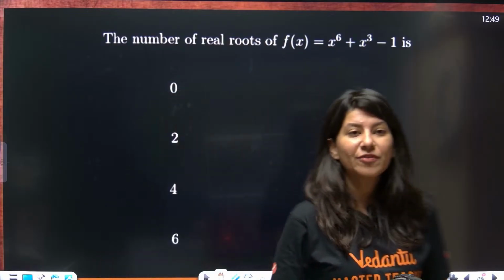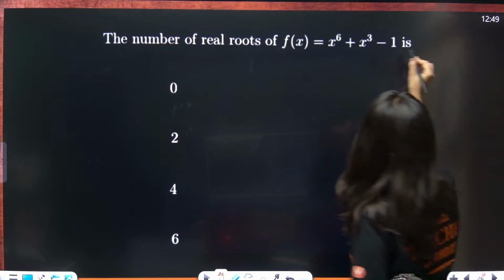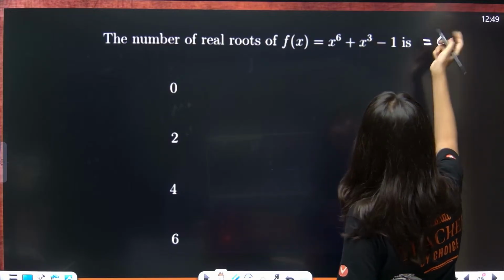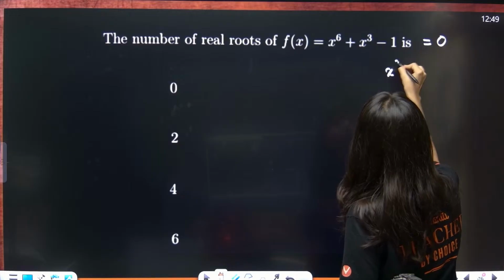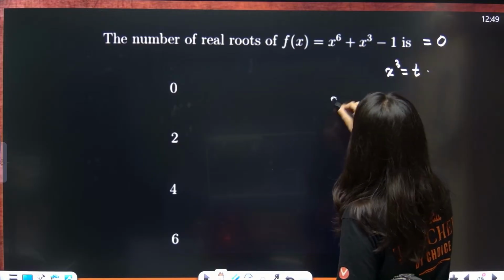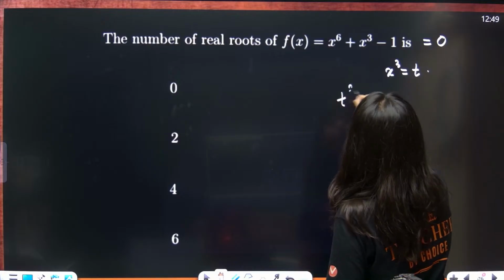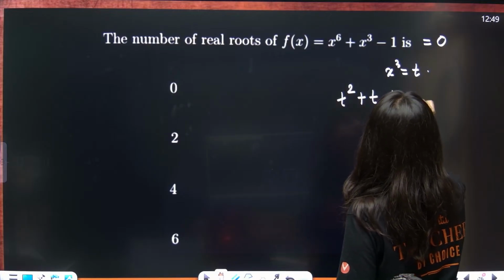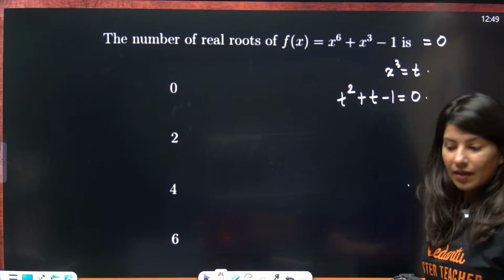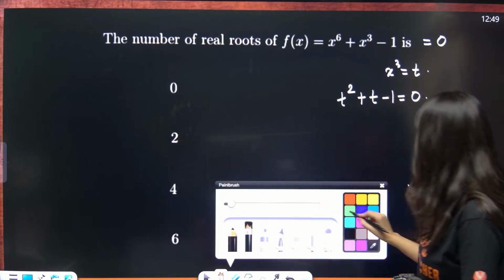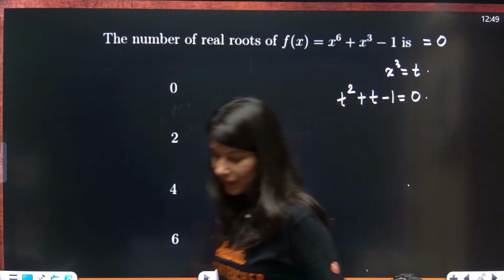NEST question. Number of real roots. So clearly, real roots means you have to equate this equation to 0. So put x cube is equals to t. Now just calculate: t square plus t minus 1 is equals to 0.